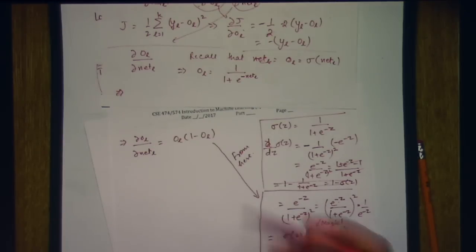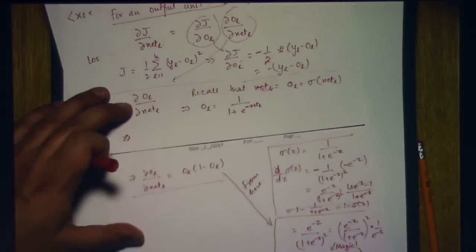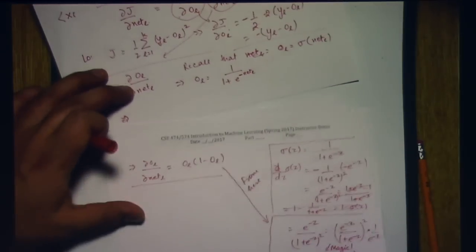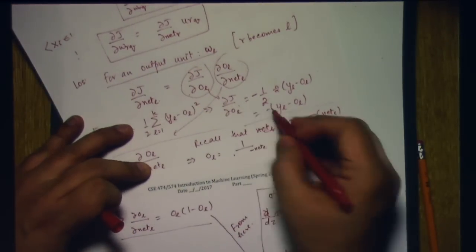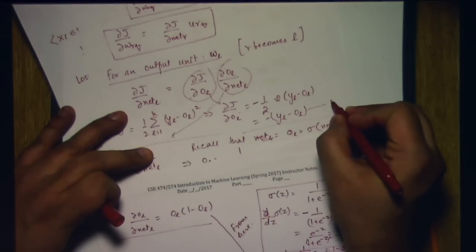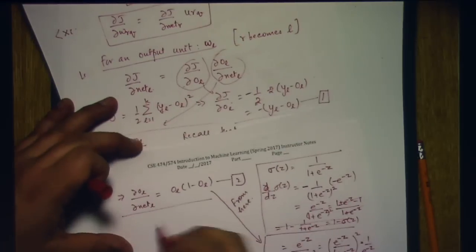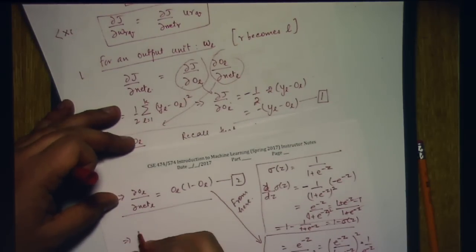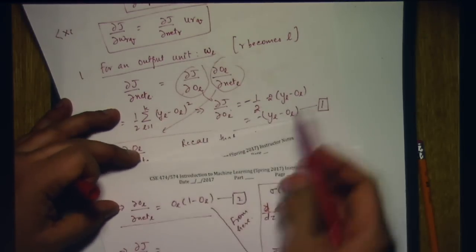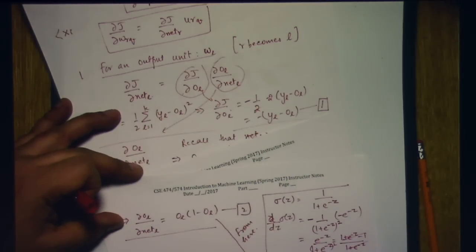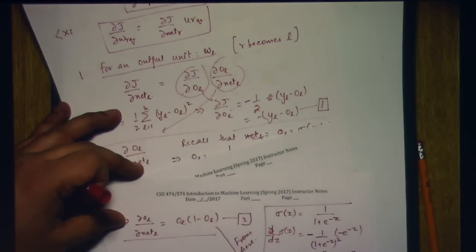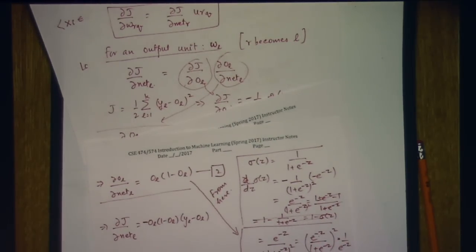So this is one more result that we got. That means that now we have everything, right? We already had this part, which I'm going to call the first result, and this is the second result. This implies that if I want to compute dJ over d net of L, I'm just going to combine the two, and it becomes minus OL times 1 minus OL times YL minus OL. So that's the first thing that we get.